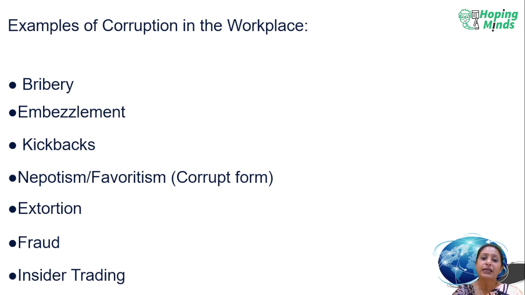So these are a few enlisted examples of corruption in the workplace. We talk about bribery, we know. We talk about embezzlement. Embezzlement is kind of money laundering. So when we do that at a maximized level, that is unhealthy. That is financially unhealthy, that is mentally unhealthy, that is morally and ethically unhealthy.